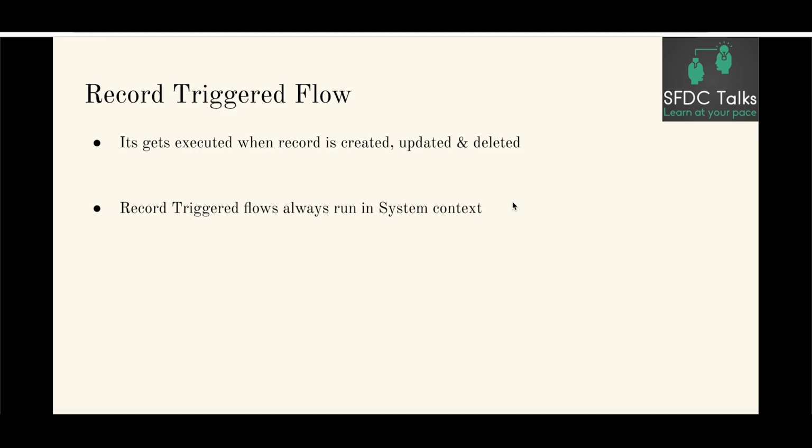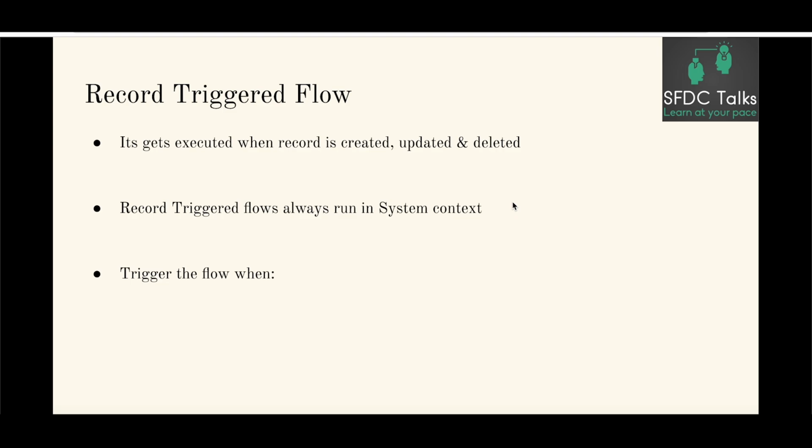Okay, let's see what a record trigger flow is. A record trigger flow gets executed when a record is created, updated, or deleted. That means whenever there is a DML operation on a particular record, the record trigger flow gets triggered. Record trigger flows always run in the system context. That means irrespective of the user's context, the record trigger flow always runs in the system context.